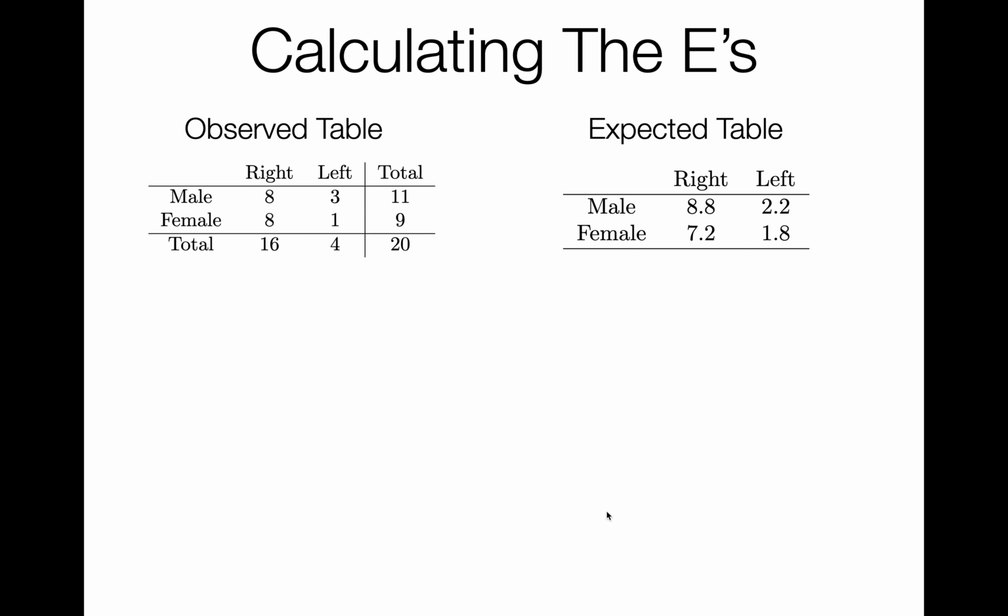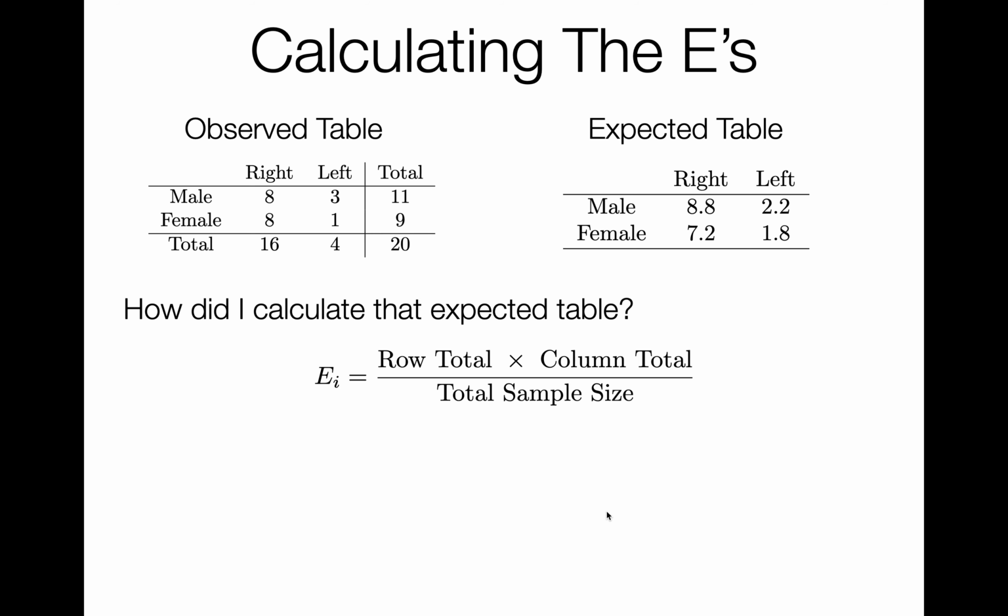So there's the observed and expected. Again, we're trying to find out how we get that table. How did I calculate the expected table? Here's the formula that we're going to use. You get the expected cell count, E sub i, by taking the row total of that cell times the column total of that cell, divided by the total sample size. Again, what do I mean by that? Let's look at the top left cell in the contingency table.